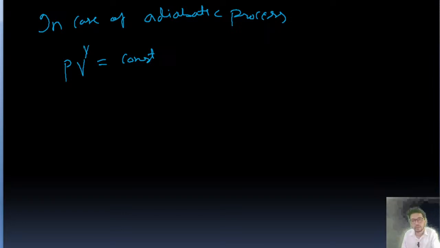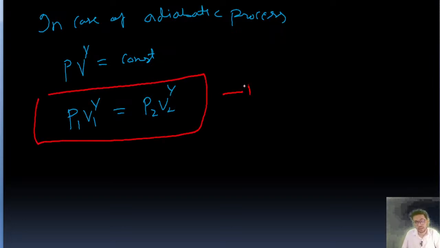Next, the gas equation in the adiabatic process. In case of an adiabatic process, the gas equation is going to be P V to the power gamma equal to constant. This is the gas equation. Or we can write P1 V1 to the power gamma equal to P2 V2 to the power gamma. So this is one of the forms.